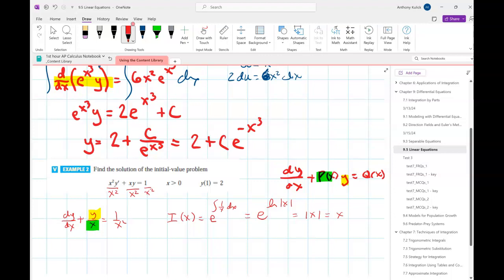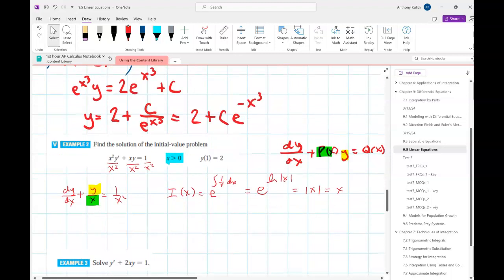Why was I able to dump the absolute value? Because the problem tells me that x is greater than 0. Which is super nice because integrating an absolute value, I don't want to mess with those. It's actually usually a technically very tedious and difficult process. We don't even know how to do that.